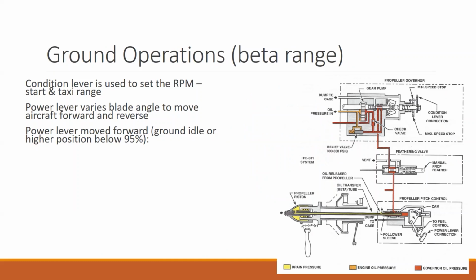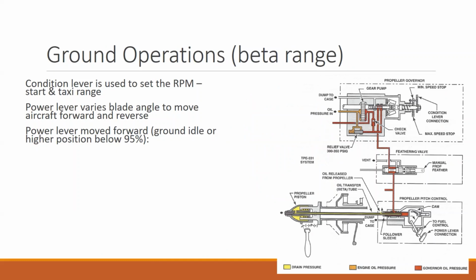And so if we move the follower sleeve forward, the prop governor is in an underspeed condition. So it's just going to allow the high pressure oil to flow out of it, to flow through the feathering valve, which is not in the feather position. And then essentially oil just passes through the propeller governor control and the feathering valve, and now all the control is done using the follower sleeve and that beta tube.